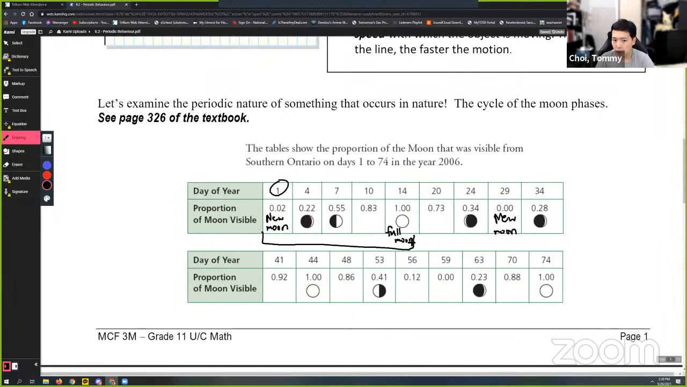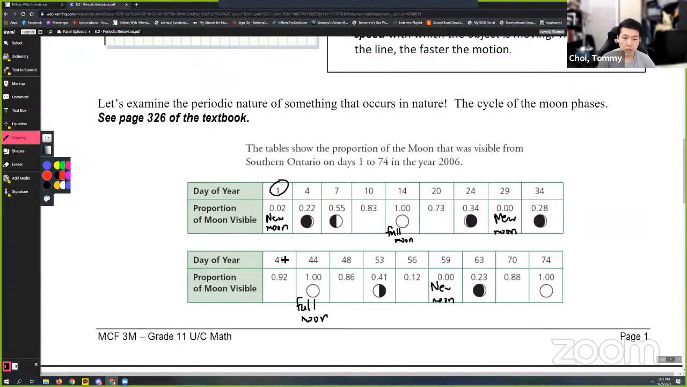Which is close but not quite, because it doesn't repeat from new moon. So a cycle will have to end where it started. Does that make sense? If it starts at a new moon, it has to end on a new moon. So here, the full cycle would be from here to here, because that's the next new moon. And of course, if we were to keep filling in our information here, another cycle would be from the new moon here to the new moon here.